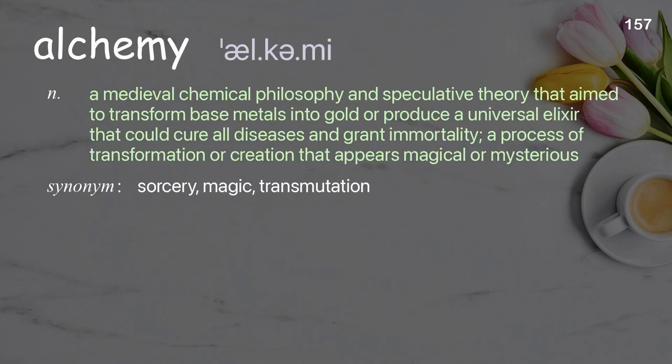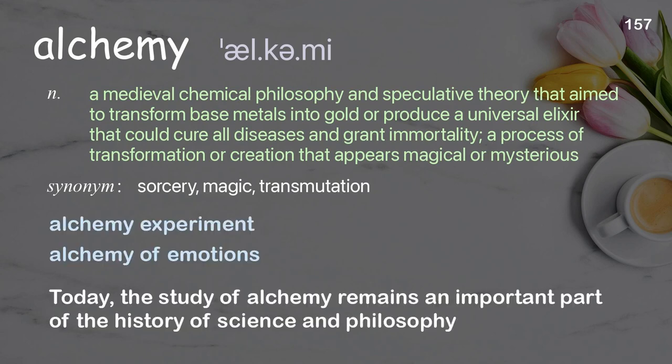Alchemy. A medieval chemical philosophy and speculative theory that aimed to transform base metals into gold or produce a universal elixir that could cure all diseases and grant immortality, a process of transformation or creation that appears magical or mysterious. Examples: alchemy experiment, alchemy of emotions. Today, the study of alchemy remains an important part of the history of science and philosophy.